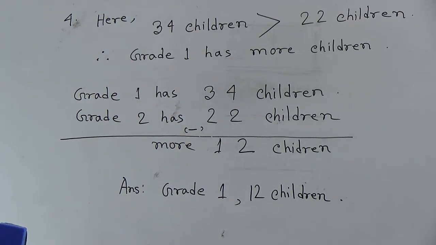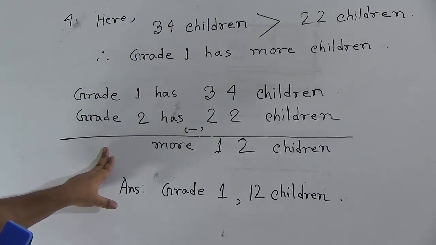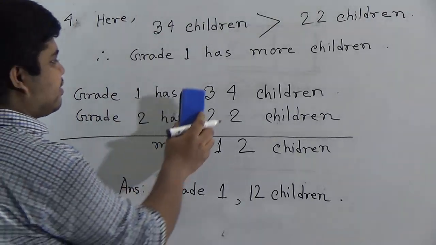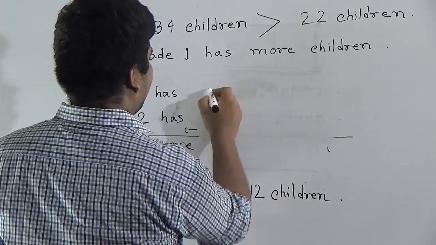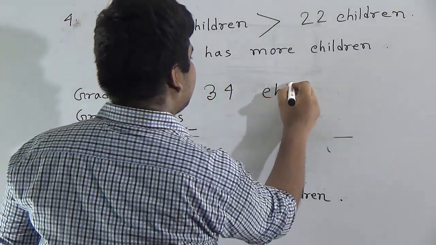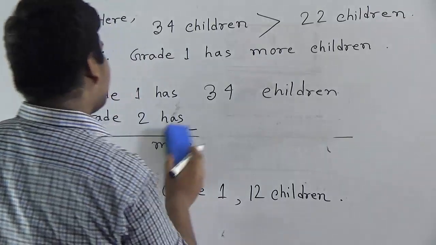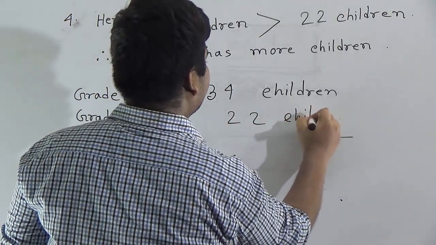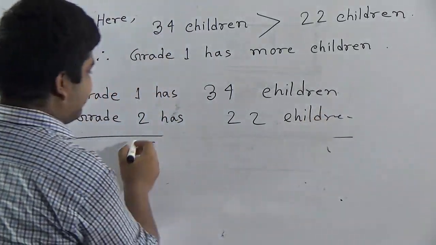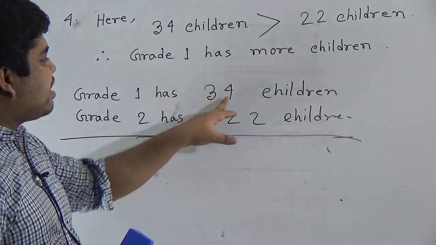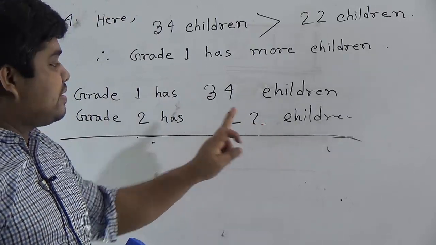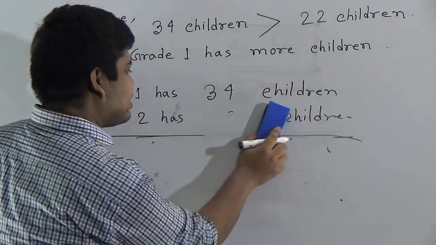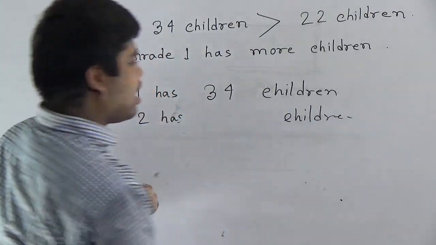My dear students, in your CW copy, some of you write here just like 34 children. Then you write 22 children. Here you notice, here 34, here 22. This is absolutely wrong. You write the digit under the digit.